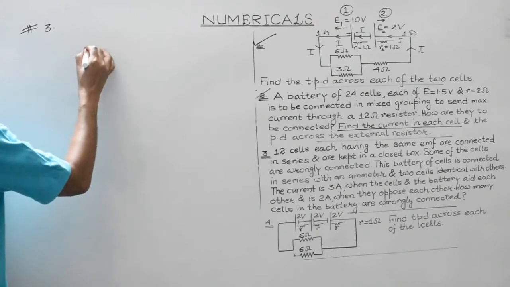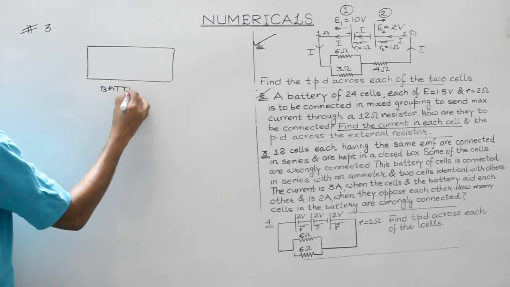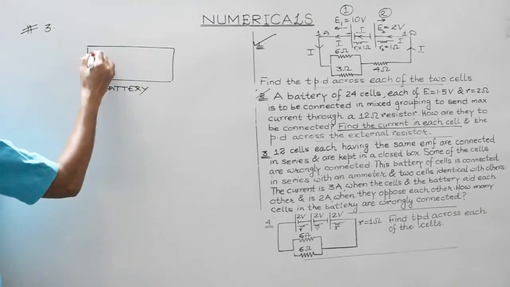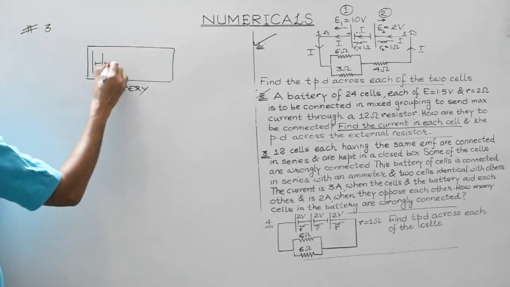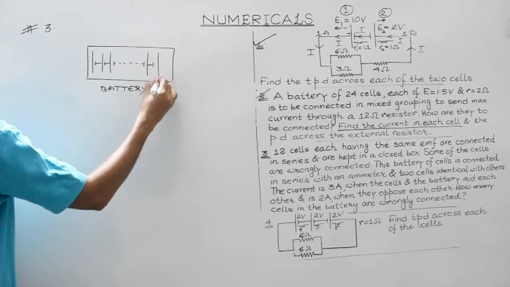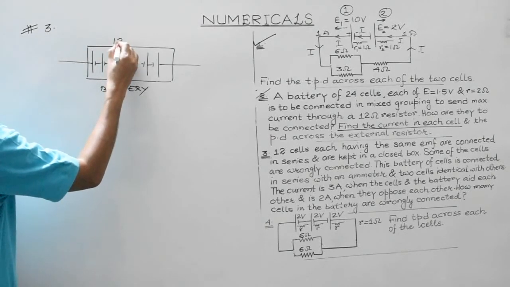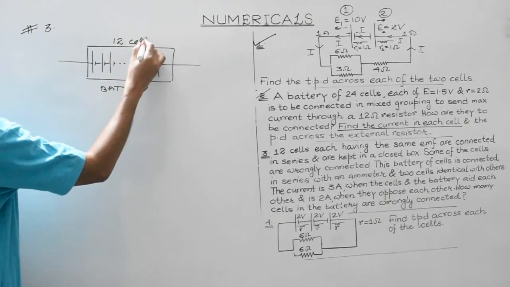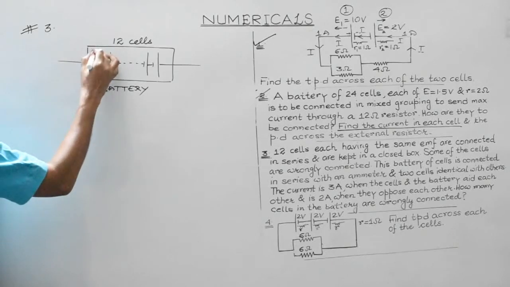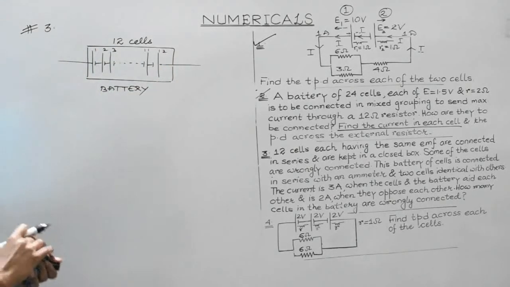Suppose this is a battery. Battery means combination of many cells. Right? It's a combination of many cells. So how many total cells are there? I think 12 cells. They constitute a battery. 1, 2, 3 and 11 and this is 12. There are 12 cells, right?